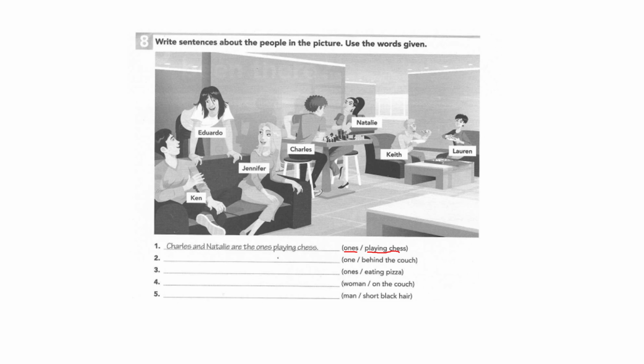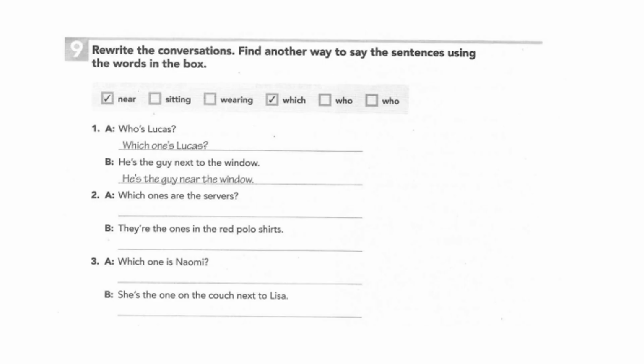Charles and Natalie are playing chess. So I have to build a sentence with that. Easy. Charles and Natalie are the ones playing chess, because they put me here ones and playing chess. The same thing with number two, number three, number four, and number five. One and behind the couch in number two, it's easy. Who is behind the couch? Oh, it's Eduardo. So I have to build a sentence using one and behind the couch, just as the first one. Easy peasy. Number two, rewrite the conversations. Find another way to say the sentences using the words in the box.